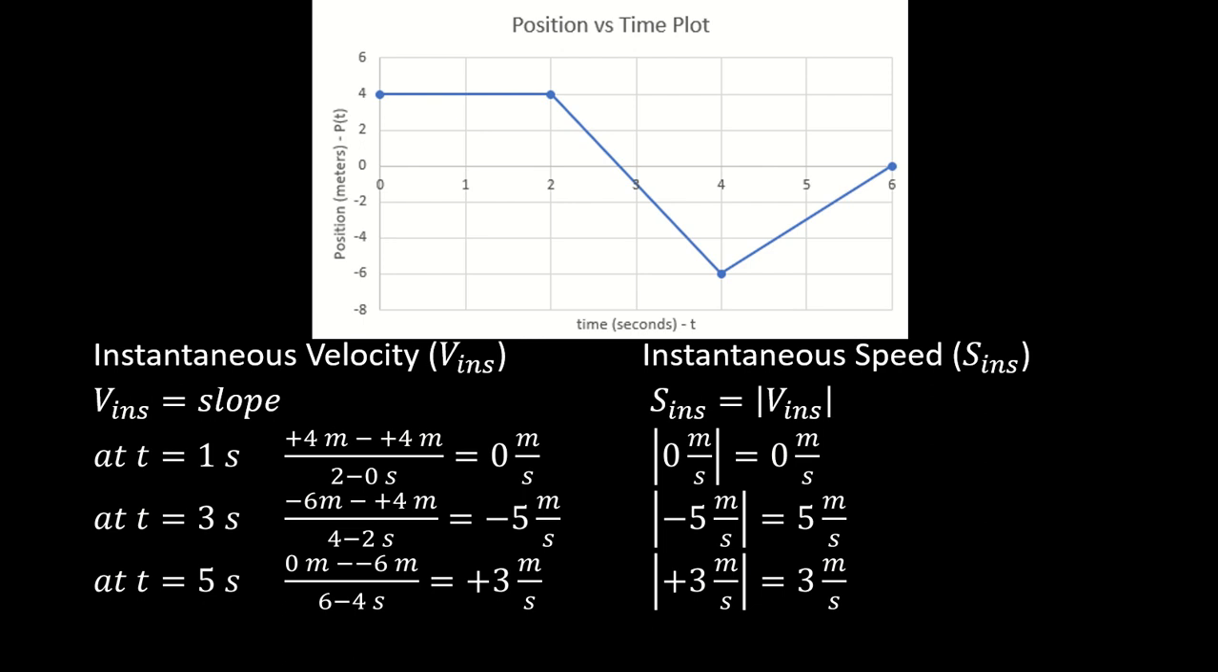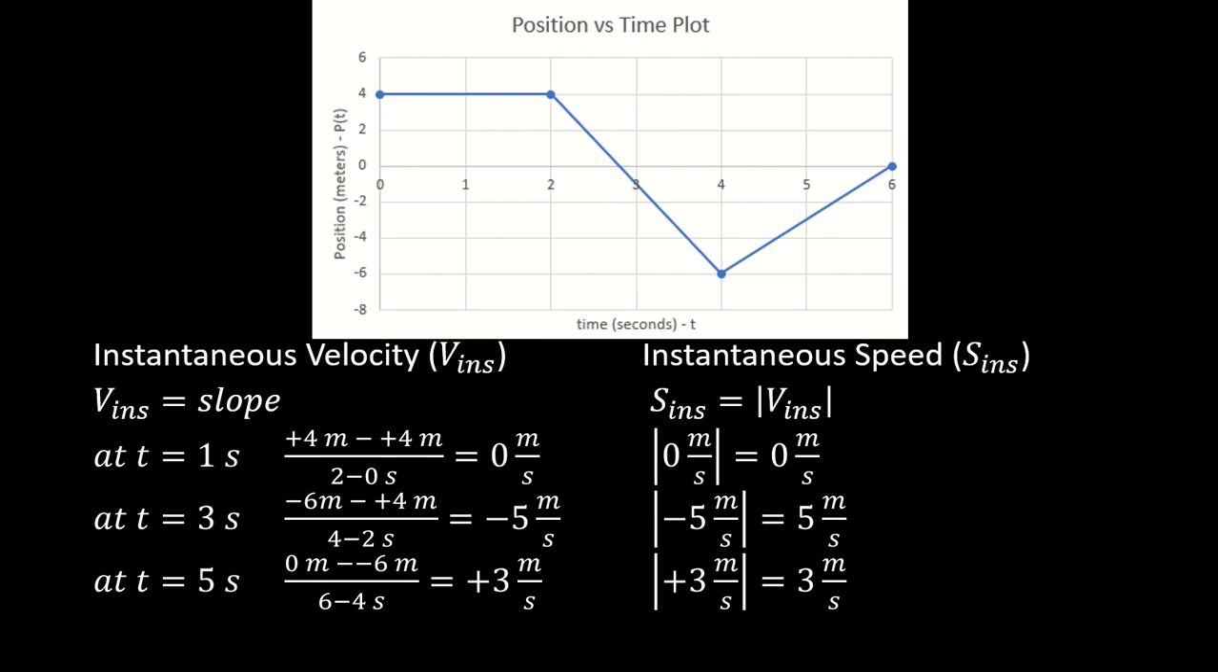And then for time t equals 5 seconds, or again, it could have been 5.1 seconds, could have been 4.9 seconds. All that matters is at that particular time, we're touching this linear region, the slope of which would be positive 3 meters per second. The reason why we solved for instantaneous velocity first is because instantaneous speed is very easy. It's just the absolute value of our instantaneous velocity at those particular points in time.